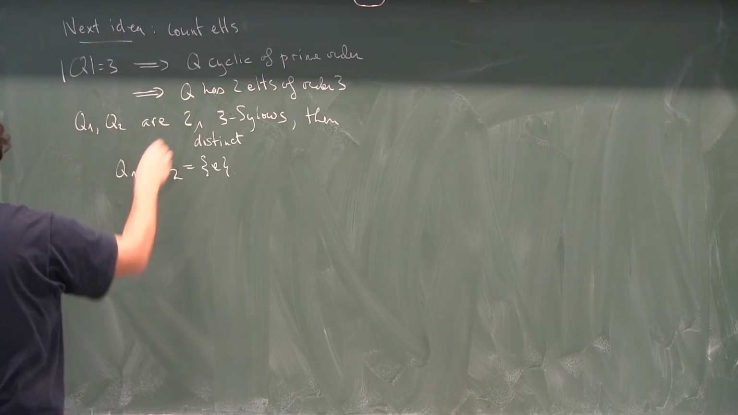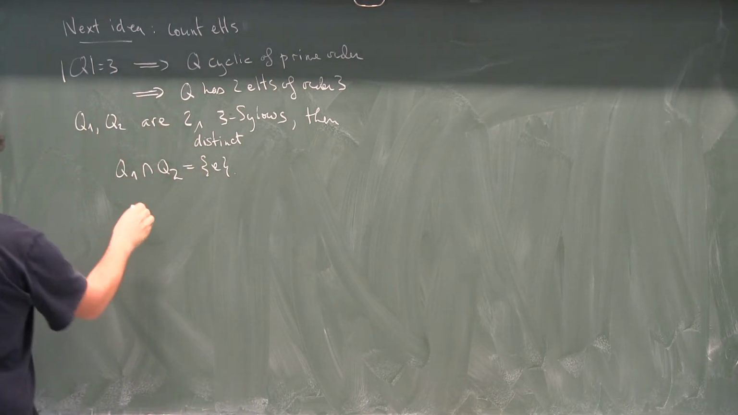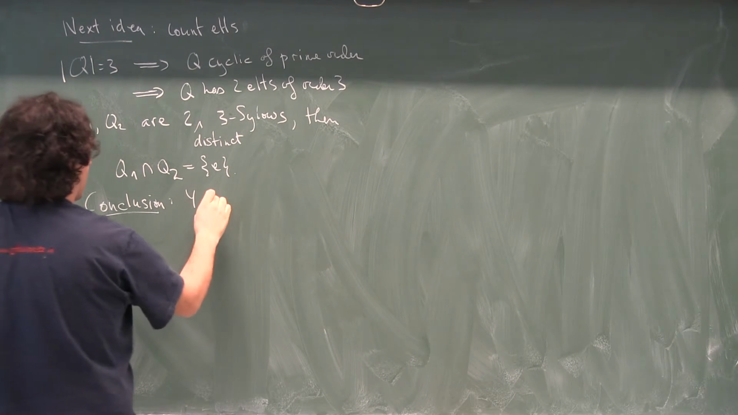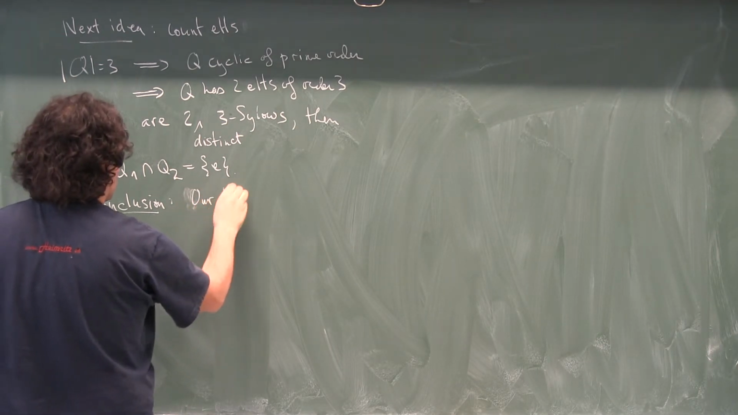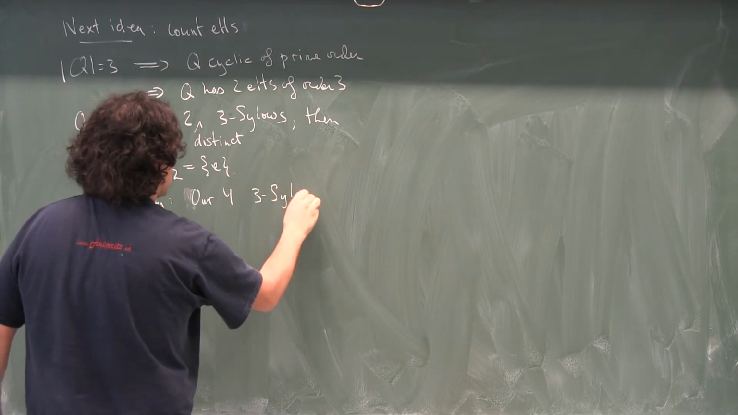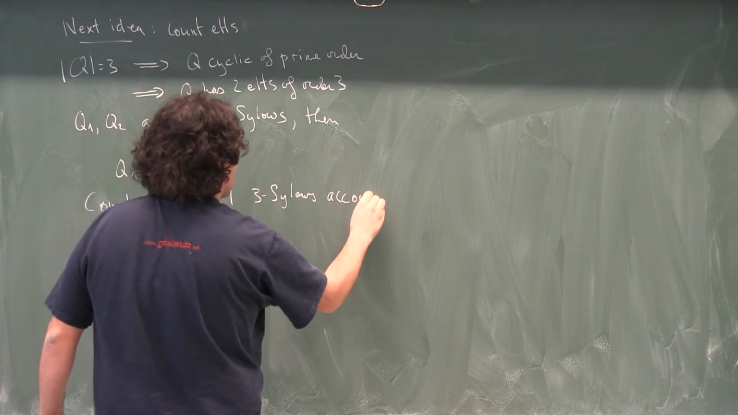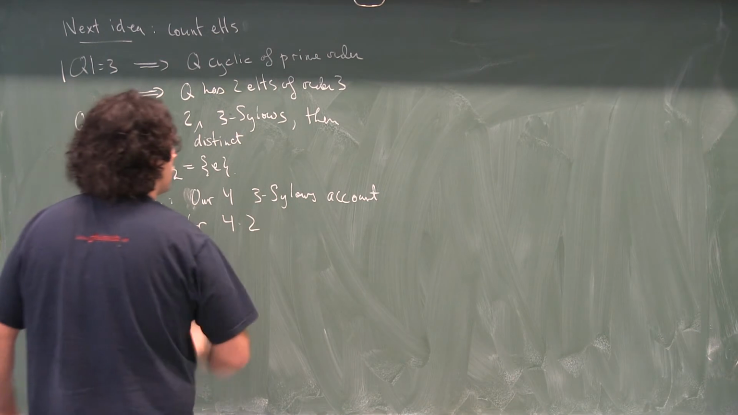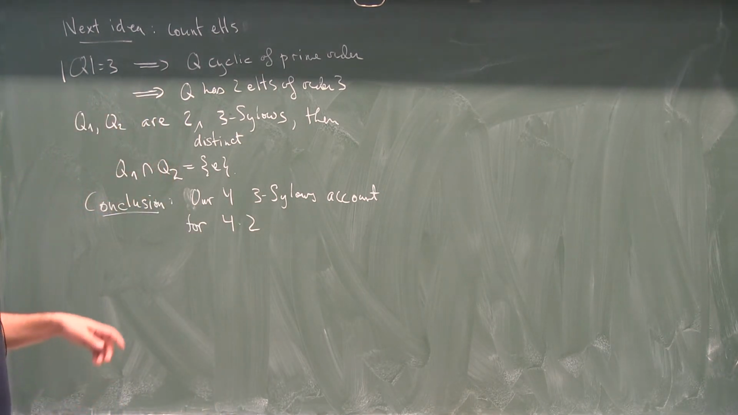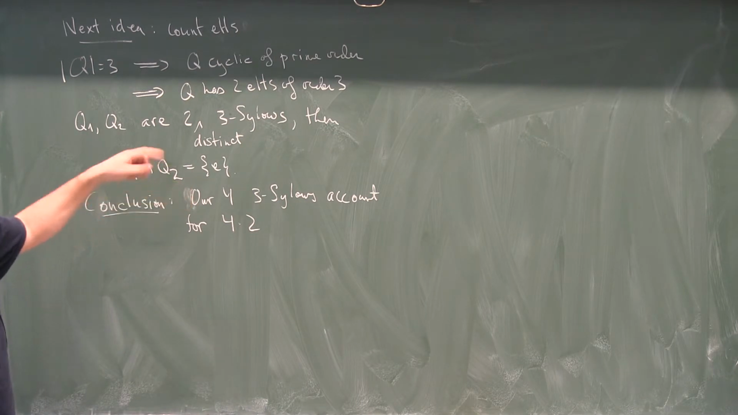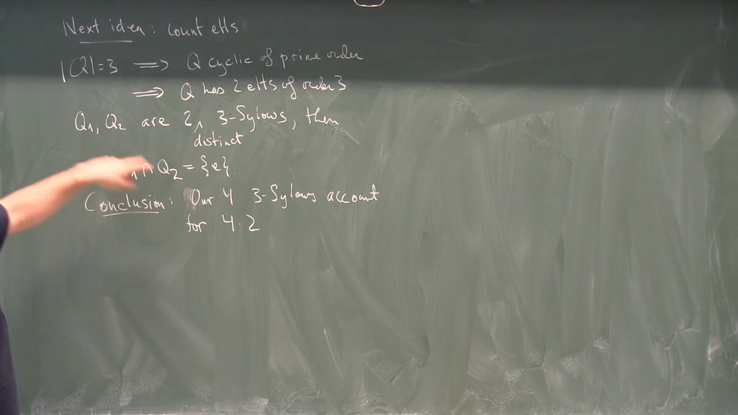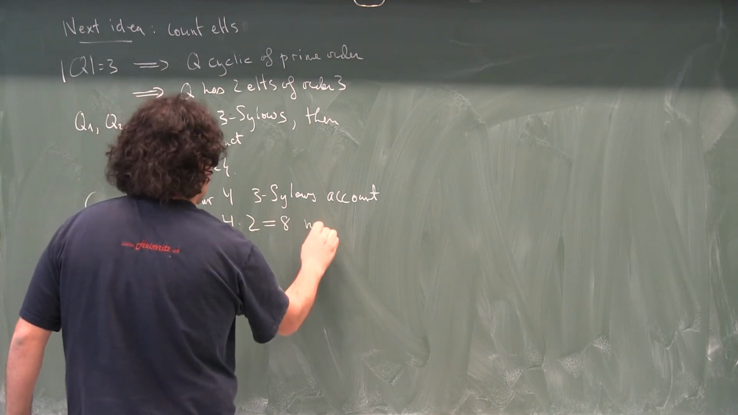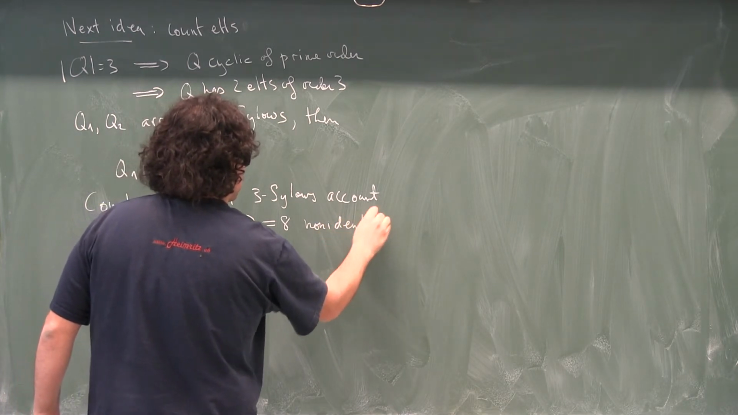So these two things together say that our 4 3-Sylows account for, so we have 4 of them, each one has 2 elements of order 3, and no such element of order 3 appears in 2 of the 3-Sylows, because that would mean a non-trivial intersection. So this gives us 4 times 2 equals 8 non-identity elements.